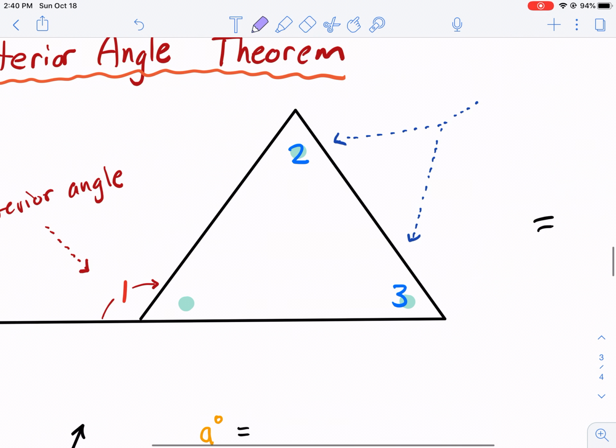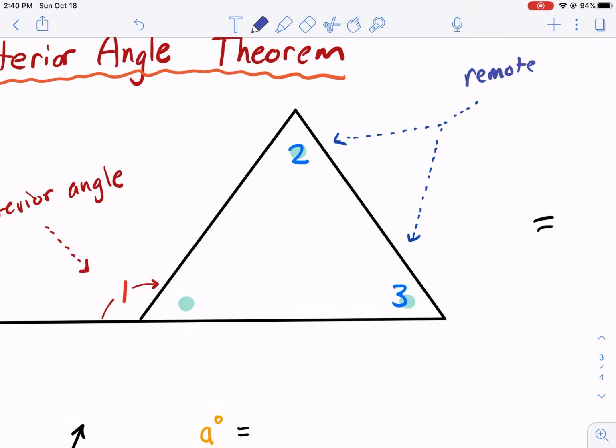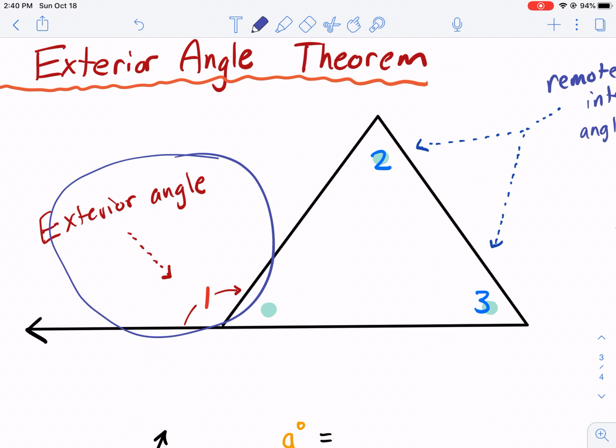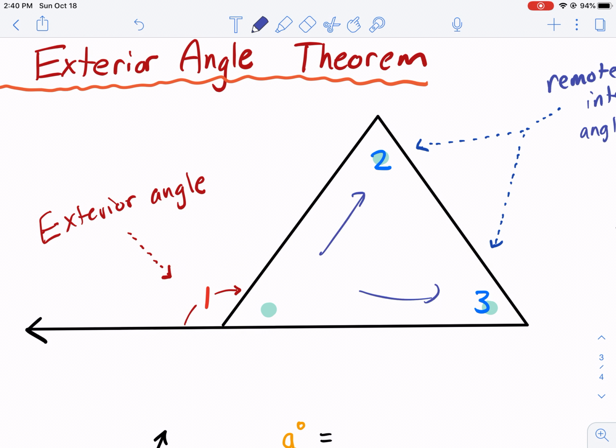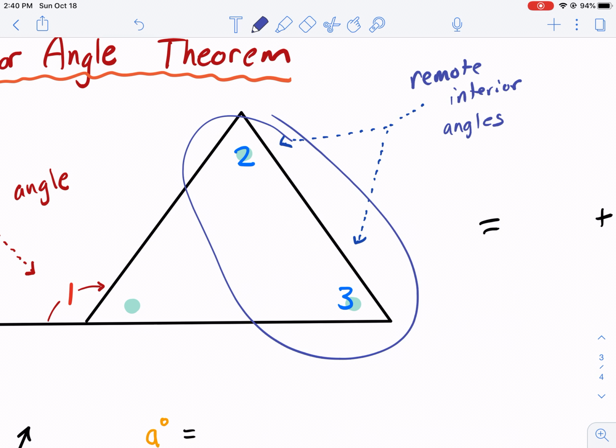Now, these are called remote interior angles. Okay, these are remote interior angles. Why are they called remote? It's not like remote control. It's called remote because it's like a remote island. It's far away from the exterior angle. So you see here, here's our exterior angle. These are the farthest they can be on the inside from that angle. Whereas this angle M that we called earlier is close to it. It's supplementary to it. So when we're talking about remote interior angles, we're talking about the two angles that don't touch the exterior angle.